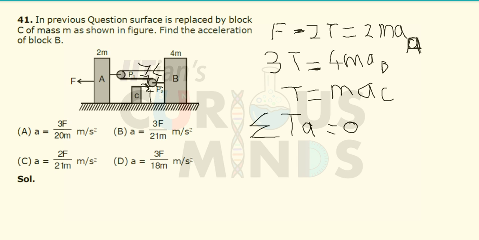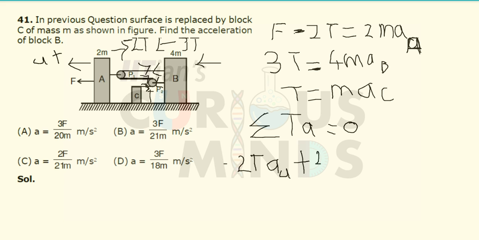Let us write for the first block. The tension over here acts in the right hand side direction, which I take as negative. So minus 2T into acceleration of block A. For block B, the acceleration is on the left hand side, so acceleration is positive and the tension is negative. For block B, the tension 3T is positive and the acceleration is also positive because it is also on the left hand side. So positive, 3T into acceleration of block B.